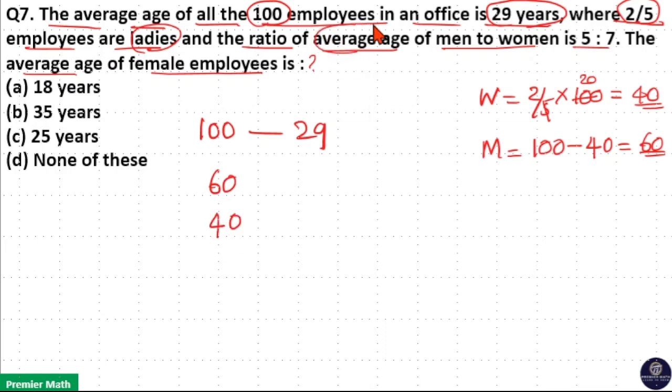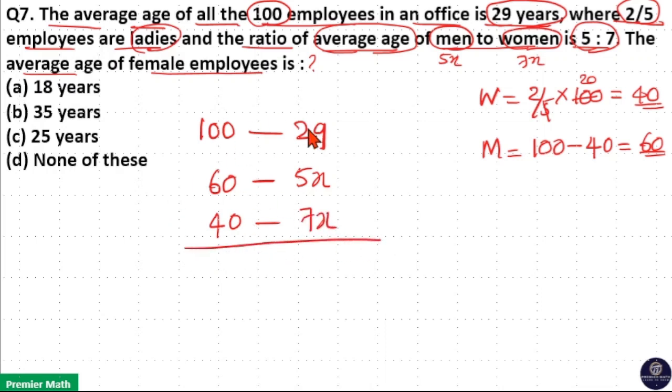And average age of men to women is 5:7. That means average age of men is 5x and average age of women is 7x. Now, average age of 60 men is 5x. Average age of 40 women is 7x. Now, here we already know total age will be average age into number of employees. That is 29 into 100 is the total age here. This total age means total age of men plus total age of women. Total age of men is equal to 5x into 60. Total age of women is equal to 7x into 40.